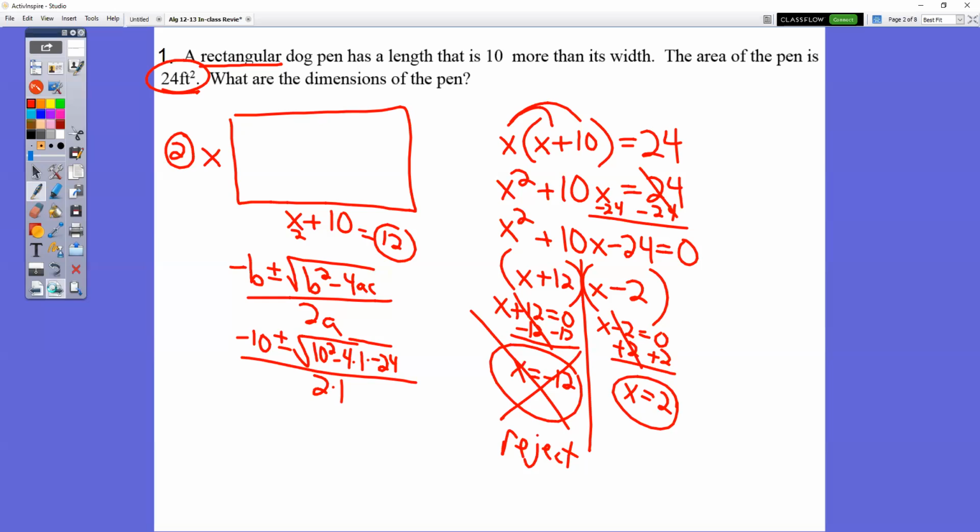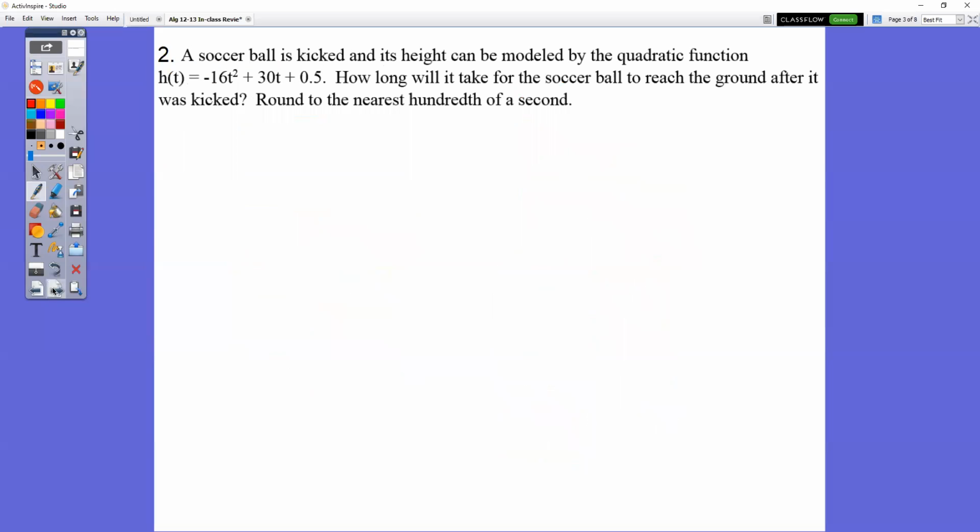The next type of question that's going to be on your quiz involves a parabola. A soccer ball is kicked and its height can be modeled by the quadratic function. How long will it take for the soccer ball to reach the ground? When it says reach the ground, we want it set equal to 0.